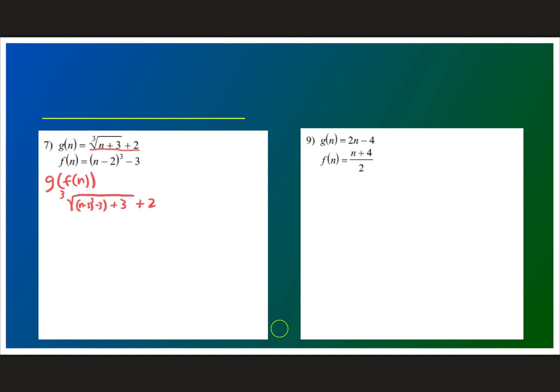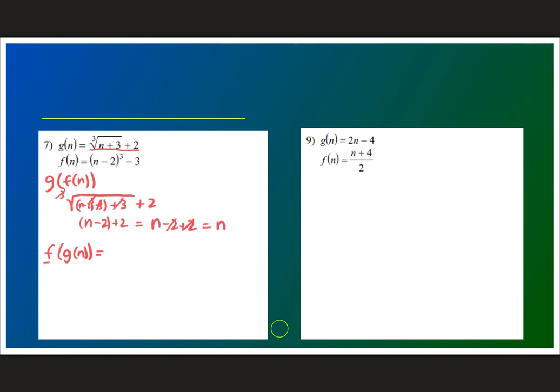So when I do this, underneath the cube root sign, I've got a minus 3 and a plus 3. Those two are going to cancel out. And now my cubed root and my third power will also cancel out. So I've got n minus 2 plus 2. My negative 2 and my positive 2 add up to 0, so I just have n. Then I'm going to do the same thing. You have more than one of these that look very similar, so I just wanted to work this one out for you to help you see it a little bit easier.